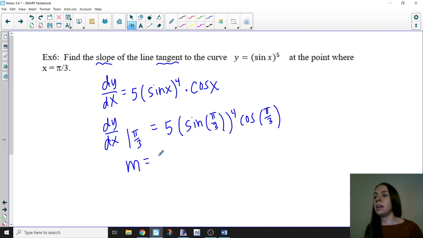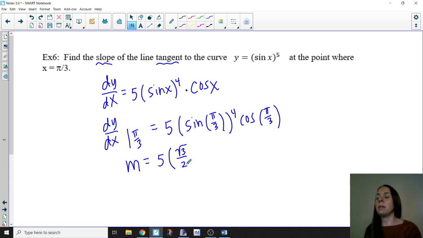I seriously have to think about this so hard. If I'm like, don't look at your answer key, do it. Okay, sine of pi over 3. What is that? That's sine of 60. Okay, so on our unit circle, that's going to be square root of 3 over 2.